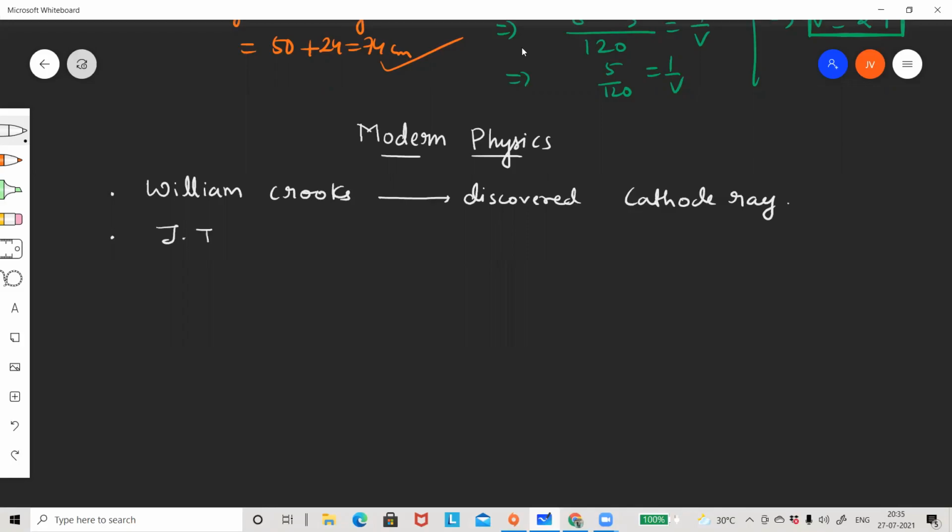Then J.J. Thomson, who is very famous for the discovery of the electron. Right now what I'm telling about J.J. Thomson is, by the time the cathode rays were discovered, he gave the value of the charge to mass ratio. E stands for charge on an electron, M stands for mass of electron.